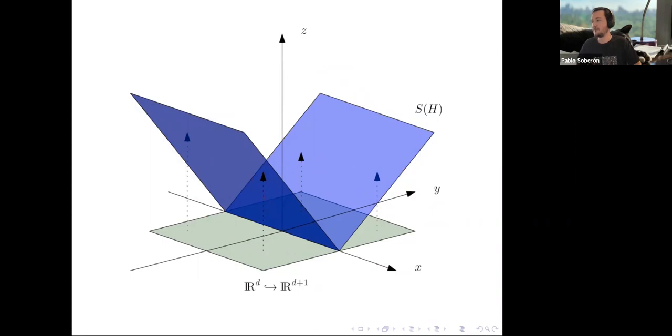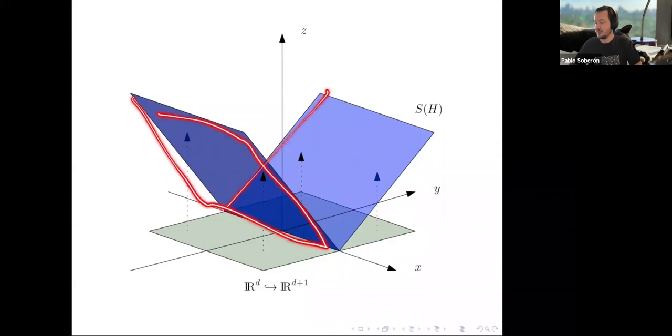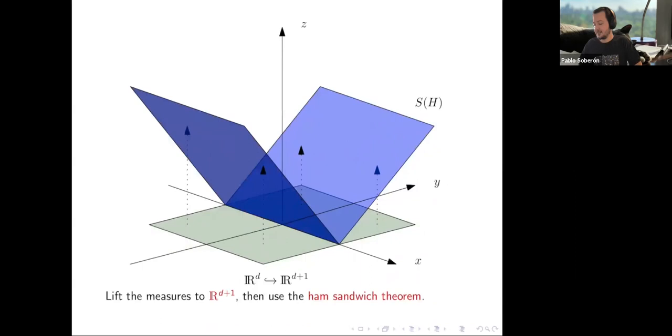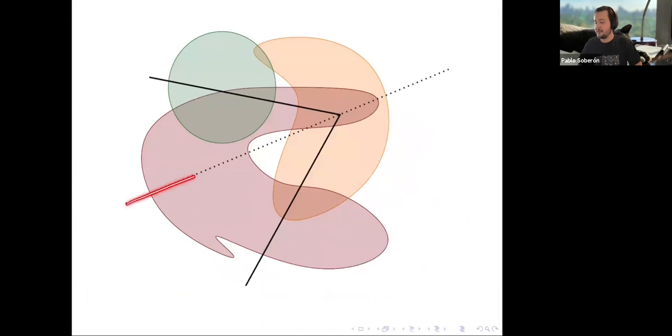We have to be a bit careful that the plane we find in a higher dimension is not this one, and it's not this one. So we have to be a bit careful about what hyperplane we choose here, but it's very easy to show that that's not going to be a problem. So leave the measures, use the ham sandwich. Now, it basically means that if I take this direction of this hyperplane, I can get something that looks this way.